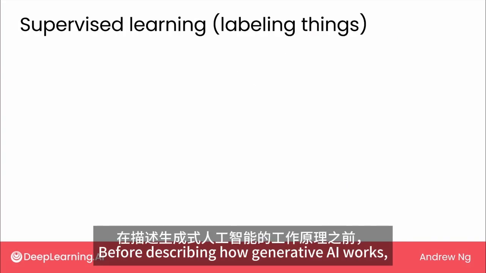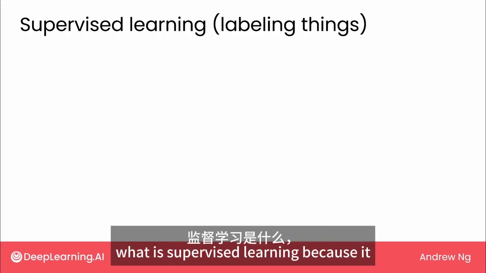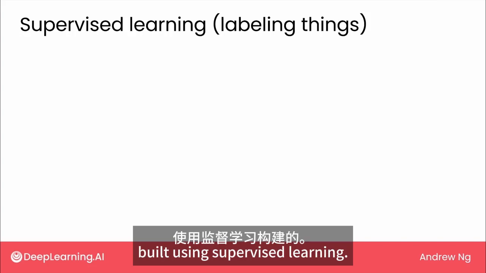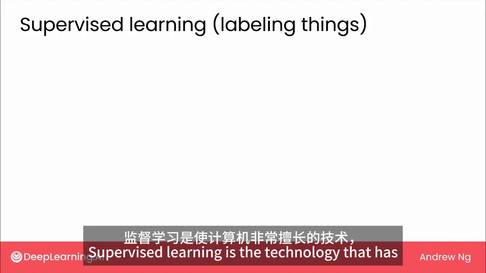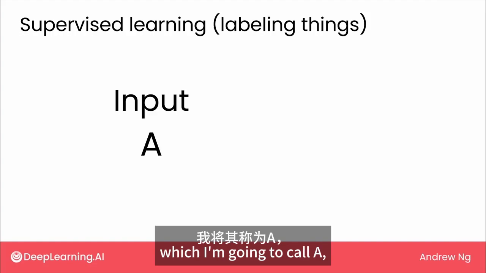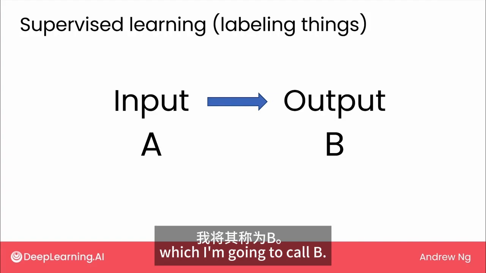Before describing how generative AI works, let me briefly describe what supervised learning is, because it turns out generative AI is built using supervised learning. Supervised learning is a technology that has made computers very good, when given an input, which I'm going to call A, at generating a corresponding output, which I'm going to call B.